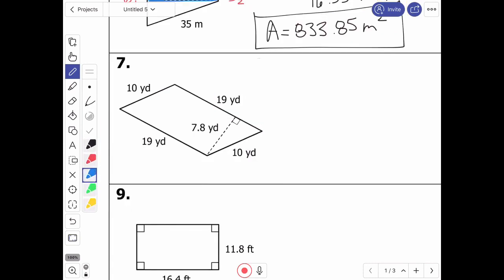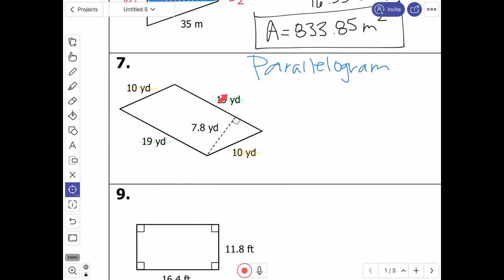For number 7, I noticed right away that I have two sets of congruent sides. So the 10 yards, 10 yards, and then 19 and 19. So it's kind of confusing to figure out which one of those would be your base in this shape. Well, I'm getting kind of ahead of myself. This is going to be a parallelogram. It's a parallelogram because those two sides are congruent to each other.